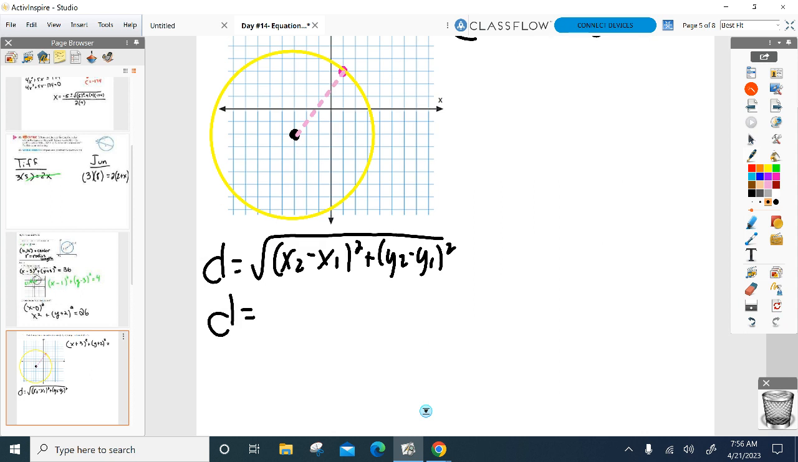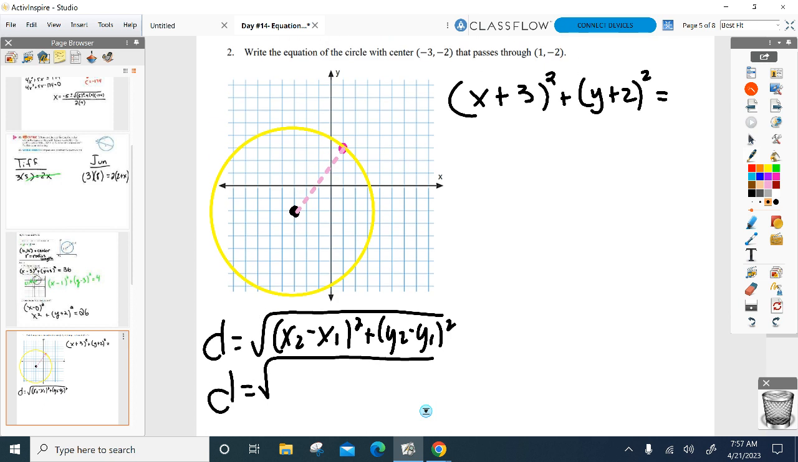All right, here we go. Plug in your x coordinates, which are -3 minus 1 squared plus -2 minus -2. So it's going to be +2 here. Everyone all right with that? -2 minus a -2 becomes +2. All right, go ahead. Let's find the distance.